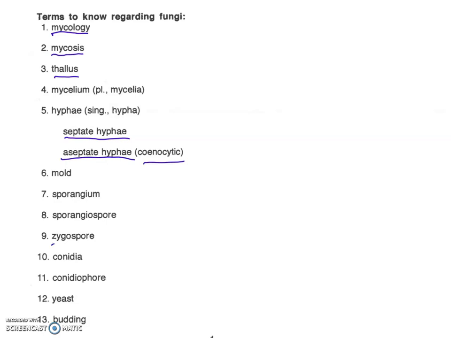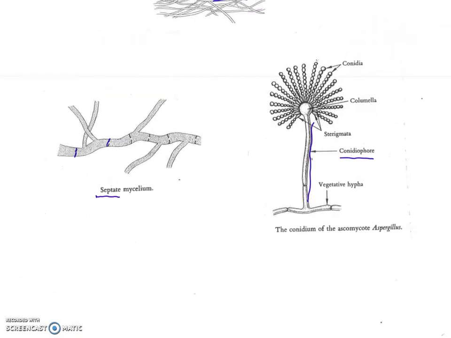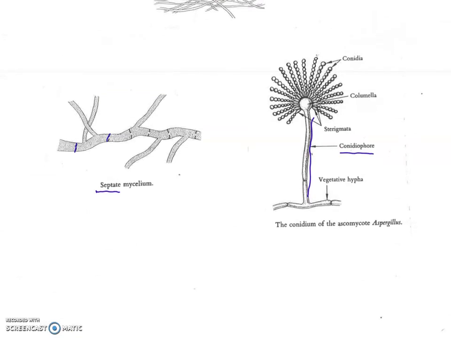A zygospore will be the fusion of a plus and minus cell for the type of sexual reproduction that a fungus can do. Conidia, that's another way of carrying spores, so that'd be an open spore case. And a conidiophore, that is what you had on the front page. So conidiophore, this one right here. So the conidia here, open spores right there, and then the conidiophore is the stalk right here.